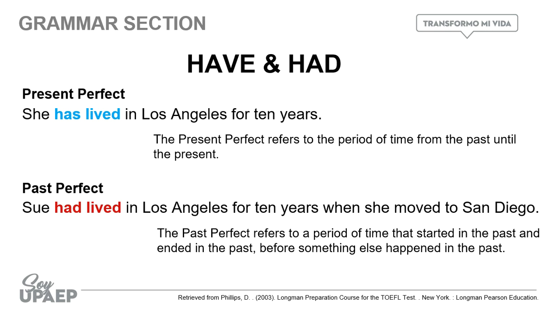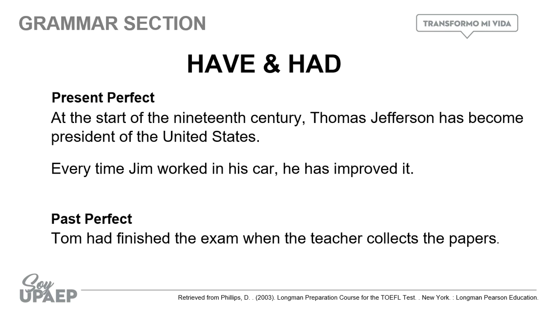Okay. So let's analyze the following sentences. If you notice, you have two sentences in present perfect. At the start of the 19th century, Thomas Jefferson has become president of the United States, and every time Jim worked in his car, he has improved it. Then you have one sentence in past perfect. Tom had finished the exam when the teacher collects the paper. Okay, take a moment and decide if the sentences are correct or incorrect.